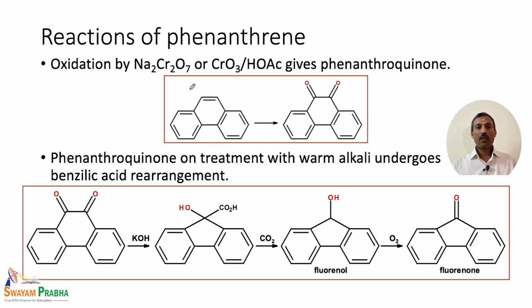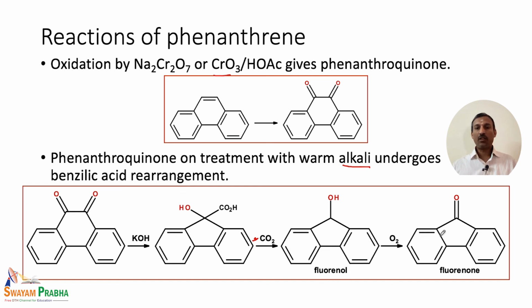And oxidation, as we have seen, is one of the crucial reactions for structural elucidation. When the reaction is carried out with sodium dichromate or chromic acid in the presence of acetic acid, it leads to phenanthroquinone as shown here. This phenanthroquinone on treatment with warm alkali undergoes benzilic acid rearrangement, and we end up with the corresponding hydroxycarboxylic acid. On the loss of carbon dioxide, this gives the corresponding hydroxy derivative, which is called fluorenol.